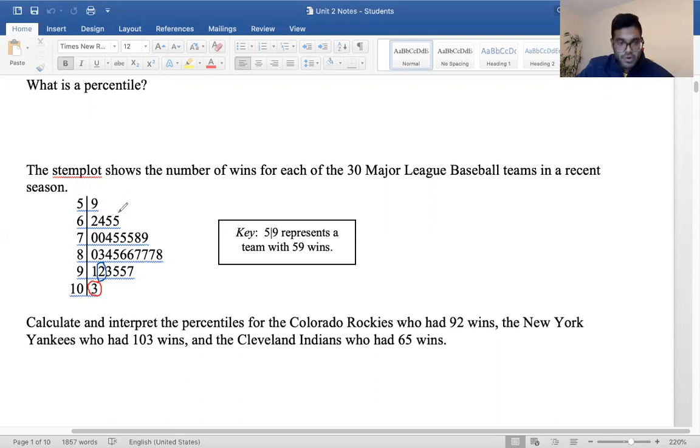All right. So the New York Yankee one is going to be interesting. The Cleveland Indian one is going to be interesting. The Colorado Rockies one is probably the simplest. I'm going to start there.